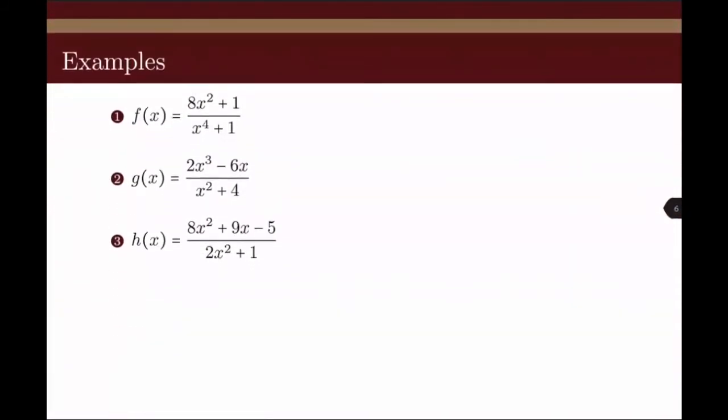Okay, cool. So we get to do some examples now. What we're going to do is figure out whether or not they all have horizontal asymptotes. The first thing we're going to do is check the exponents.